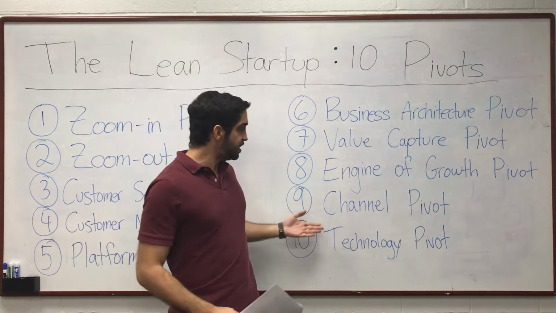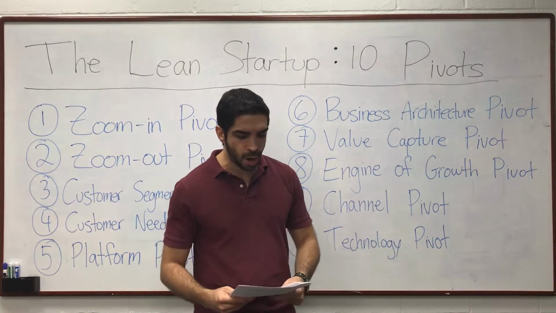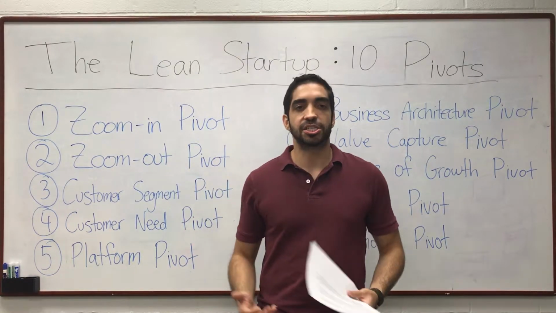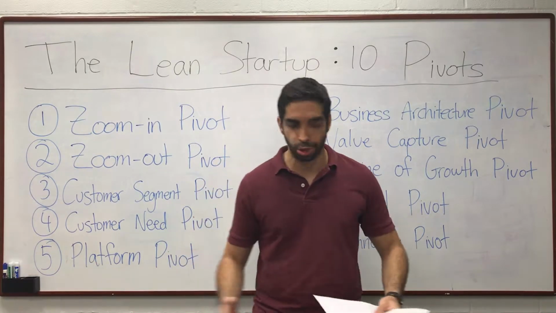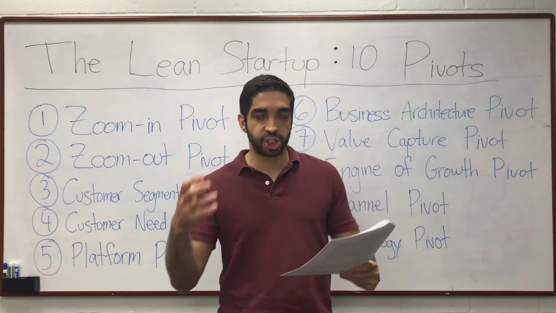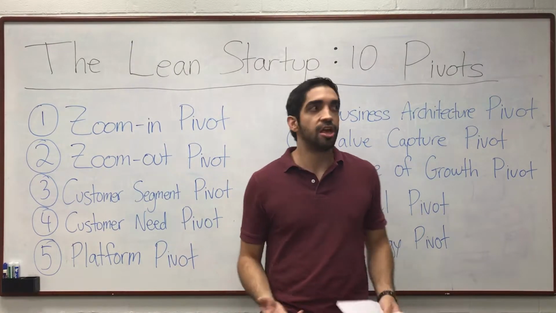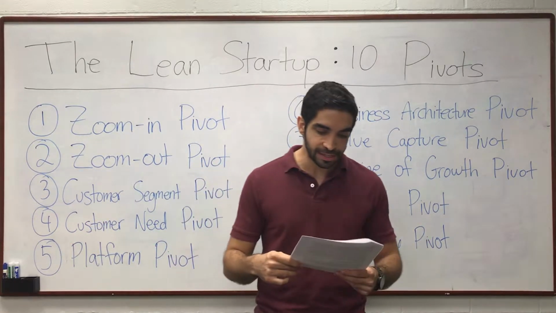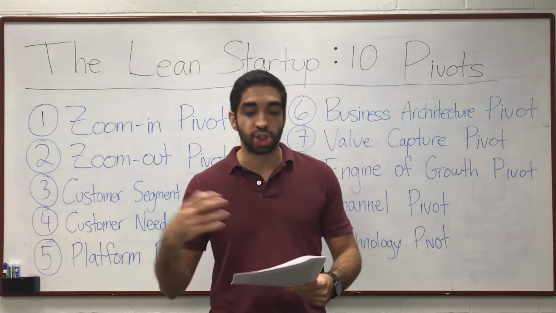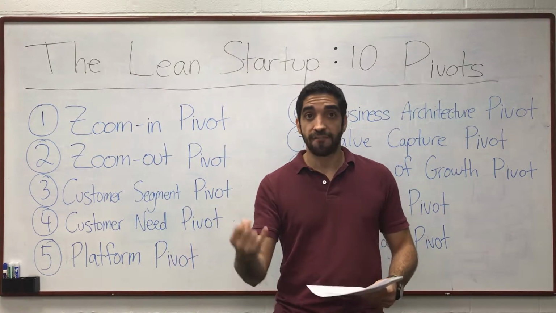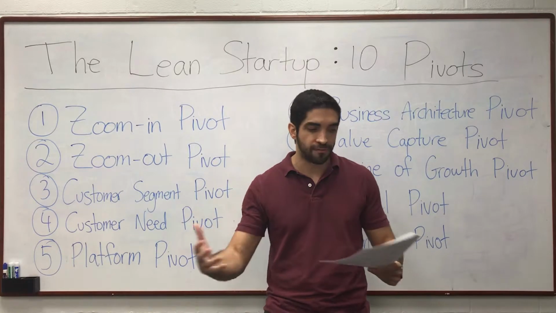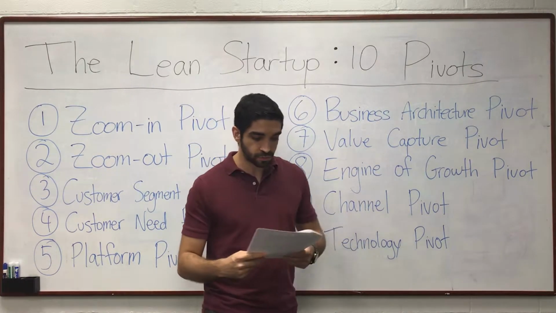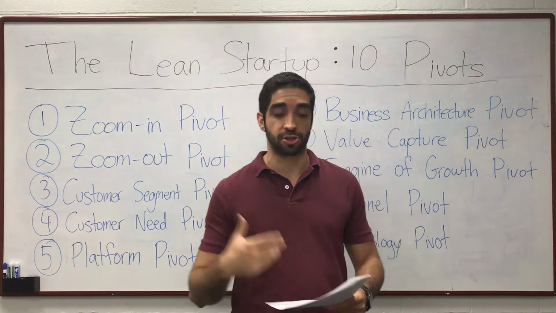The next kind of pivot is called a channel pivot. Now, the mechanism a company uses to deliver its product to customers is called a sales channel or distribution channel. For example, packaged goods are sold in grocery stores, cars are sold in car dealerships, etc. It's where you're selling the product. Now, often the distribution channel itself determines the price, features, and competitive landscape of the product. So a channel pivot is a change in the channel through which we sell our product or service.